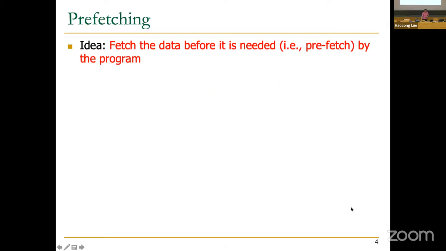Okay, so what is prefetching? As we have talked about in the past, the idea is very simple. You pre-fetch or pre-load. You fetch the data before it's needed by the program. That's why it's called prefetch, right? So clearly, this is a speculative execution mechanism. If you remember, we define speculative execution as doing something before you know that you need to do that thing. You basically fetch the data before you know that you actually need the data. That's the idea.